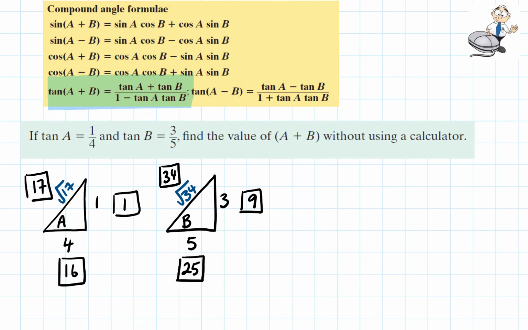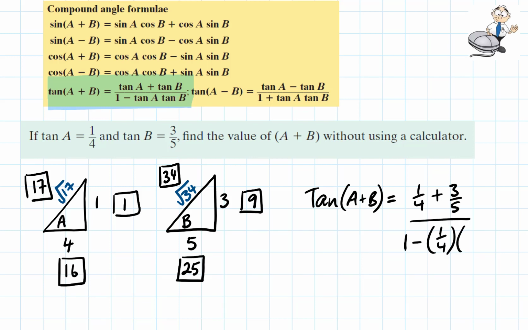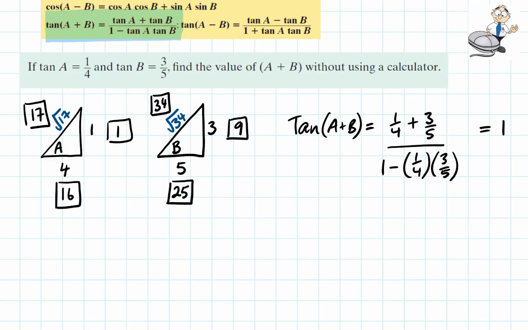So the formula we're going to use is that tan of A plus B is tan A plus tan B, divided by 1 minus tan A tan B. So we have fractions for tan A and tan B, and we put these into the formula. Now we can take this big fraction and evaluate it in the calculator. We see that 1 is what we have. So tan of A plus B is 1.